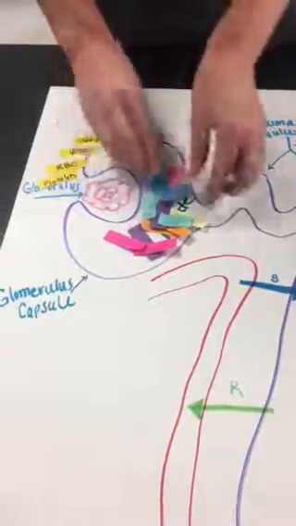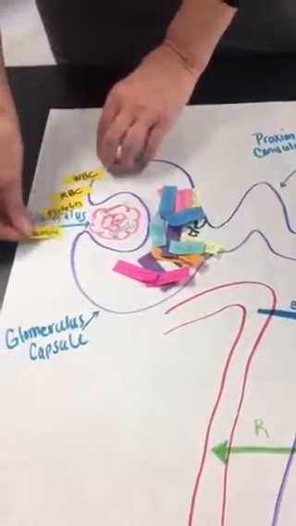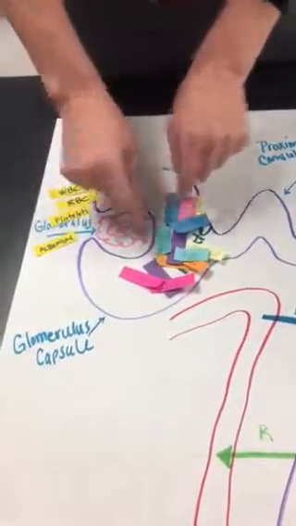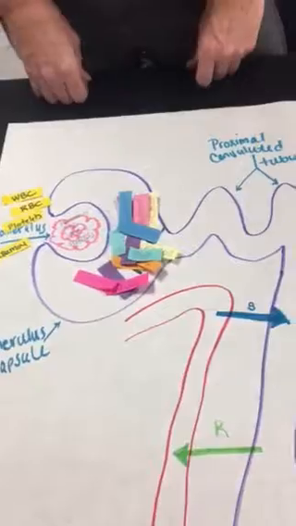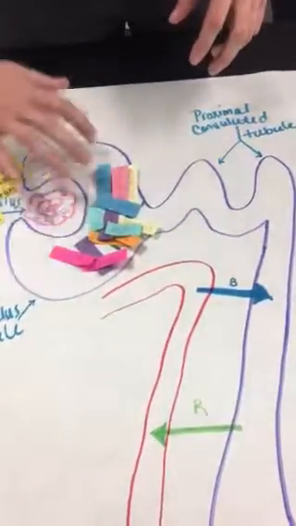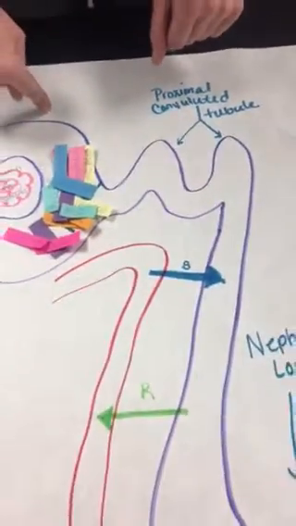What can't move out of the blood are going to be these very big proteins, albumin, so these stay behind, platelets, red blood cells, white blood cells. You shouldn't find those moving into the glomerular capsule. So at this point, filtration doesn't really care what's happening. It's just going to move water and most of the things dissolved into here.